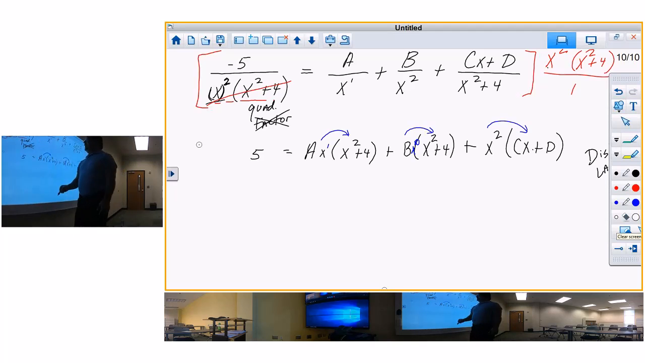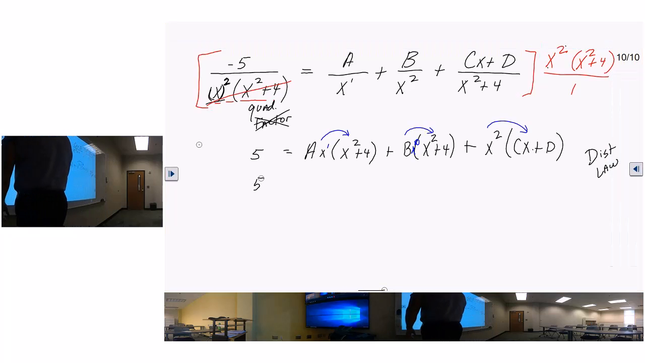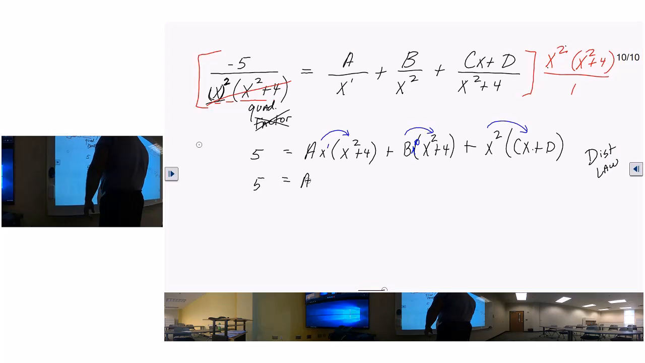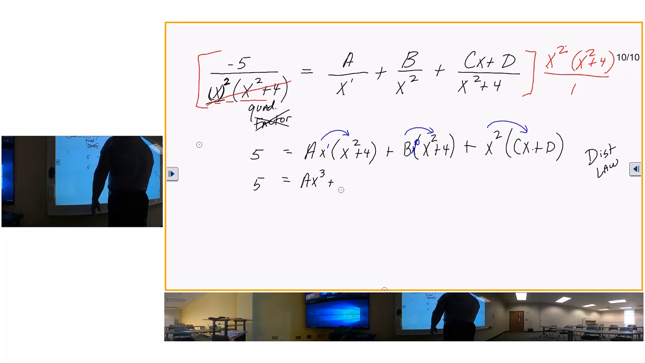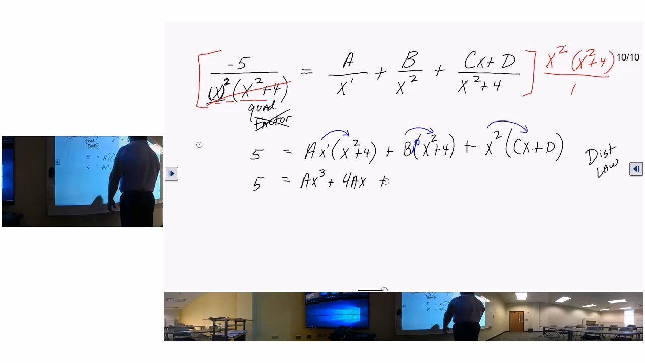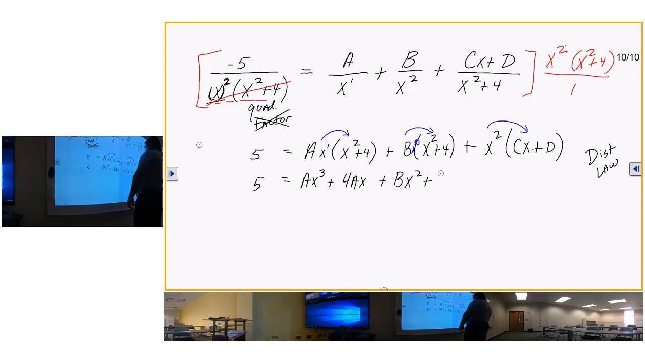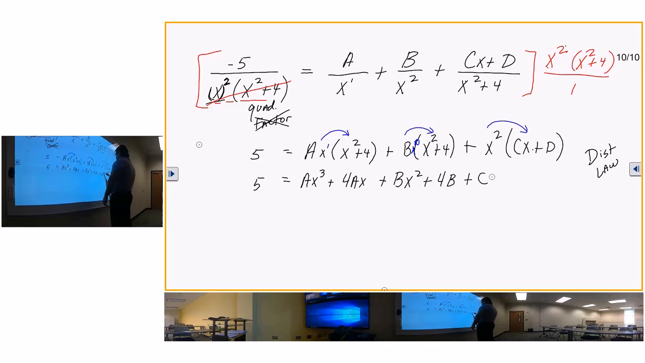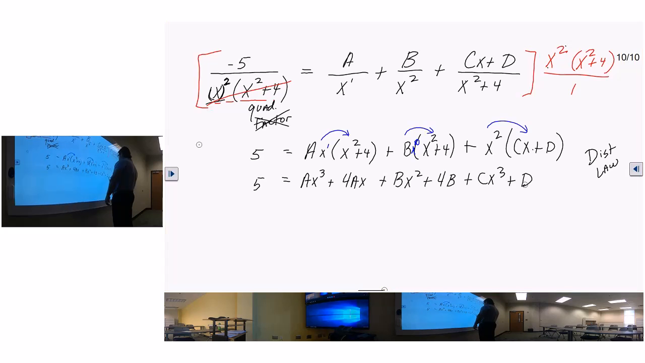So 5 is equal to ax to the third plus 4ax plus bx squared plus 4b plus cx to the third plus dx squared.